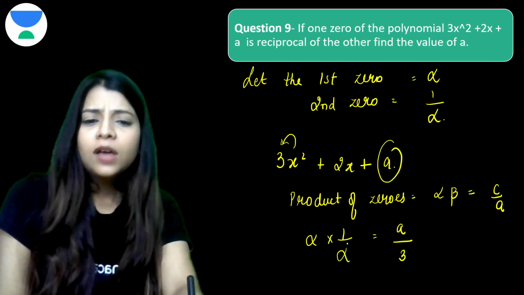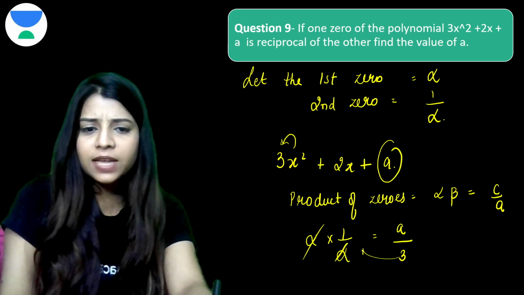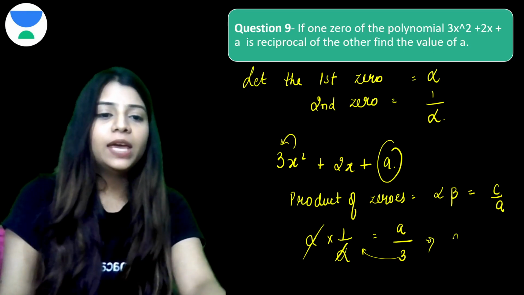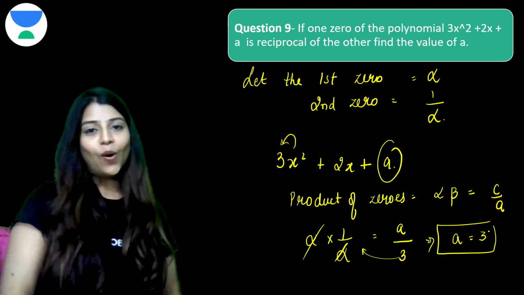I'll put the value, and this alpha and alpha get cancelled out anyway. And if I just send this 3 to be multiplied with 1 because it is dividing here, so a becomes what? Your 3. So simply you can get the value of a as your 3.